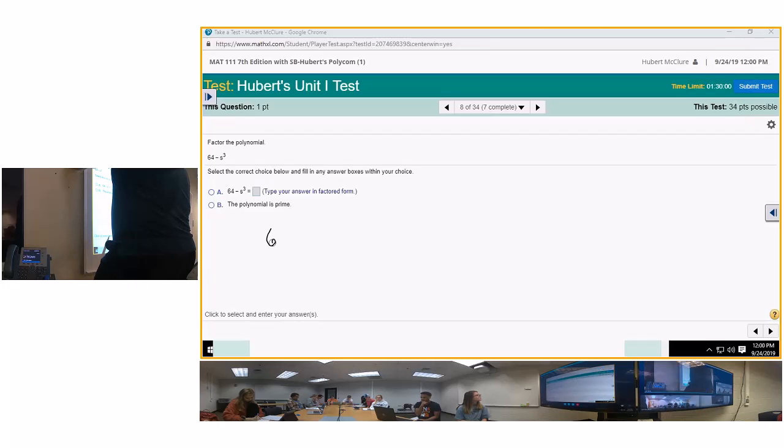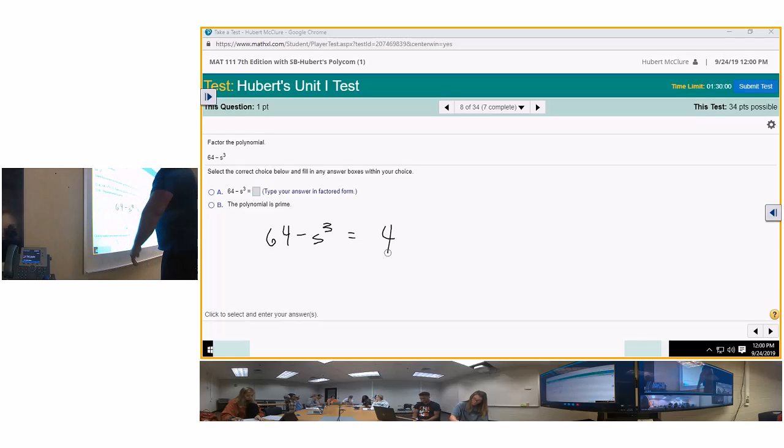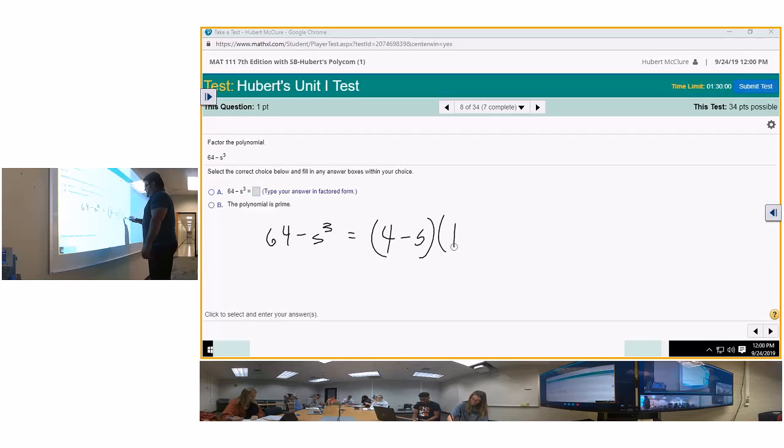Okay, y'all didn't go. Pendleton didn't go with anybody like that, but most of us did. 64, they're not going to say anything. S cubed is equal to, what's the cube root of 64? 4. Be careful, 4. 4 minus S times 16 plus 4S plus S squared.